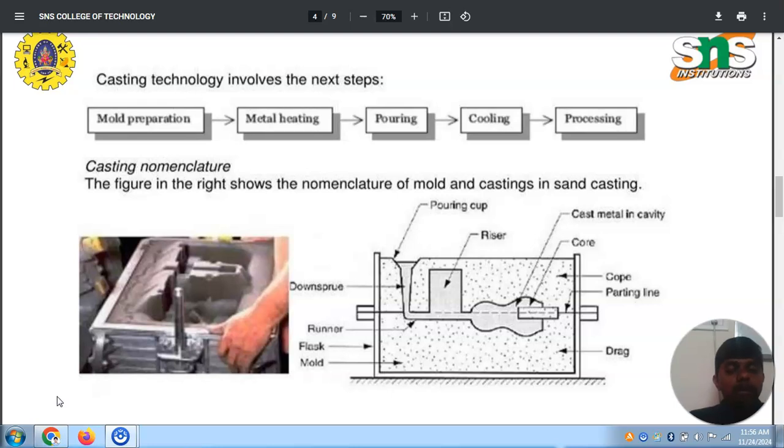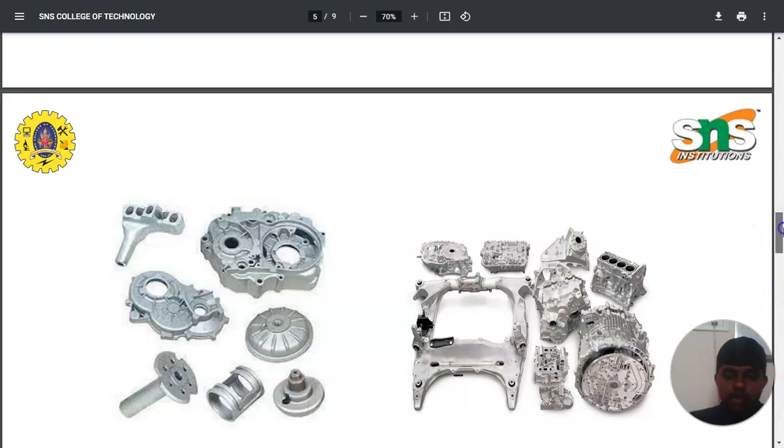And following that, we need to remove the drag and remove the cope. Okay, one is called drag and the other is called cope. With the help of this drag and cope, we remove the surfaces and remove the unwanted scrap which has stuck over the metal. Okay, so that is the processing stage. So through this, we make the casting.